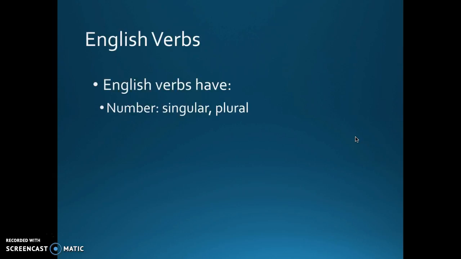English verbs can have a number. They can either be singular or plural. For instance, he is doing well is singular, and again, that is a third person singular is how we would categorize this verb. He is being third person. They are is a third person plural verb. So here we have plural. They are happy.